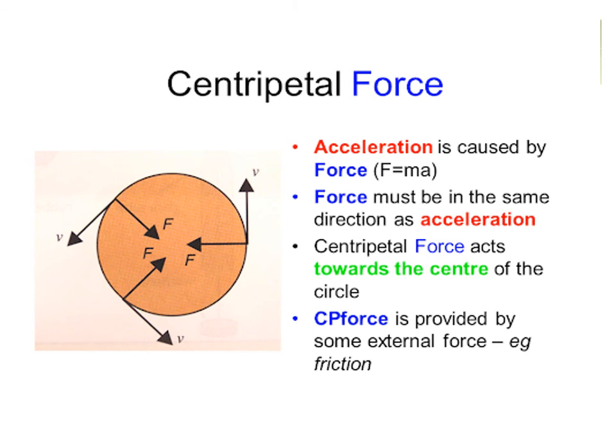The centripetal force acts towards the center of the circle. The centripetal force is provided by some external force, such as friction. So the magnitude of centripetal force is given by F equal to mass into centripetal acceleration, F equal to mv square by r.